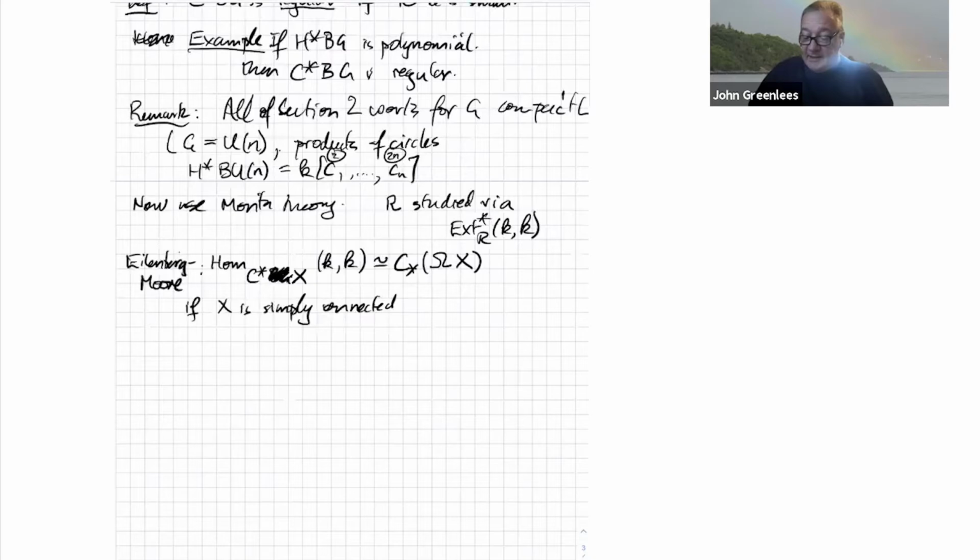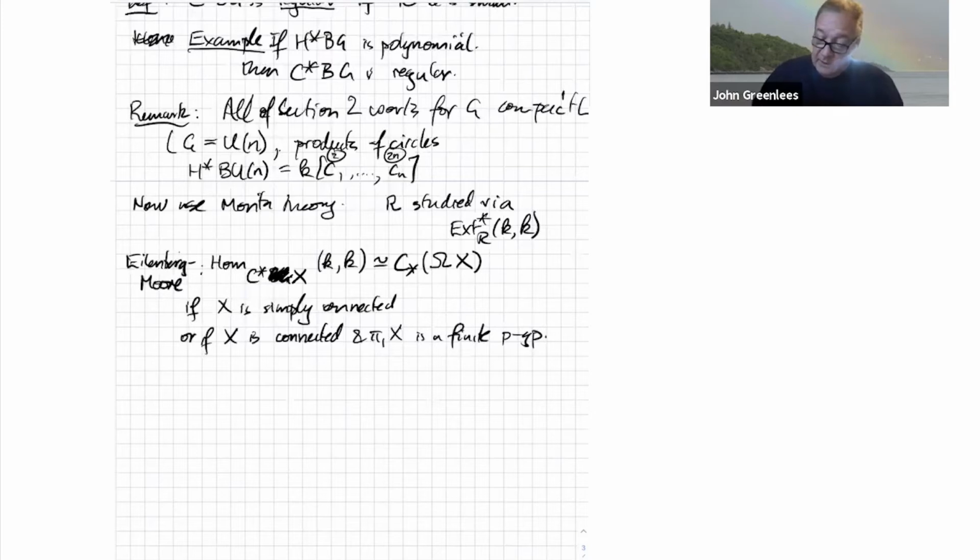I've implicitly been using coefficients in k all the time. So k is a field of characteristic p, or X is connected and pi_1 of X is a finite p-group. So crucially, that's going to cover some of our cases. So for example, what happens if X is BG? Well, this is still not quite true. If X is connected, pi_1 is a finite p-group and X is p-complete. The point is that it's obvious that the left-hand side is invariant under maps which are mod p homology isomorphisms. Therefore, I might as well replace X by its completion.